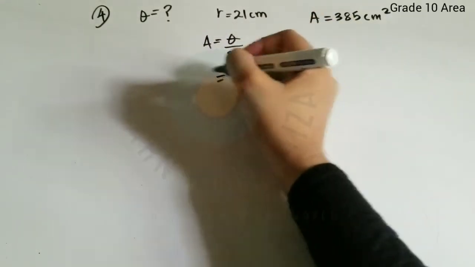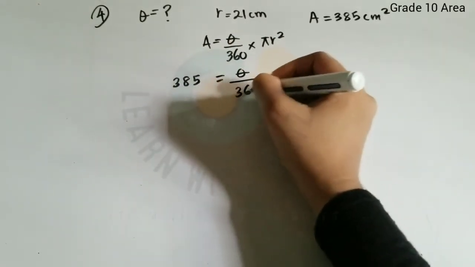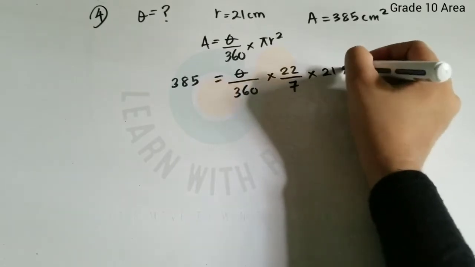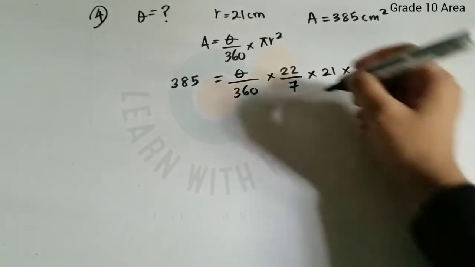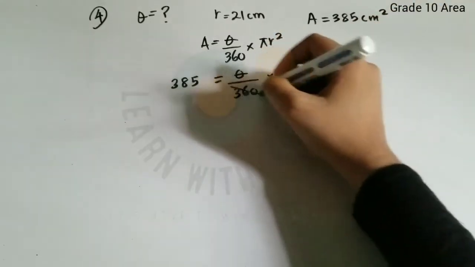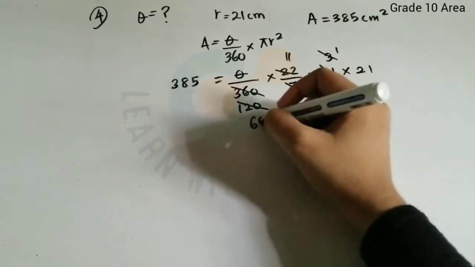Now substitute. Area is 385. Theta we don't know. 360. Pi means 22 upon 7. Radius is given 21 into 21. First of all, we'll solve this one. 7 times 1, 7 times 3. 3 times 1, 3 times 120. 2 times 11, 2 times 60.